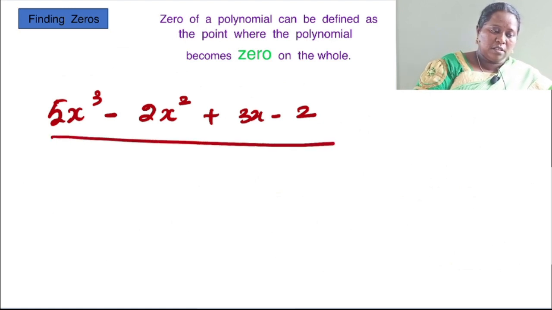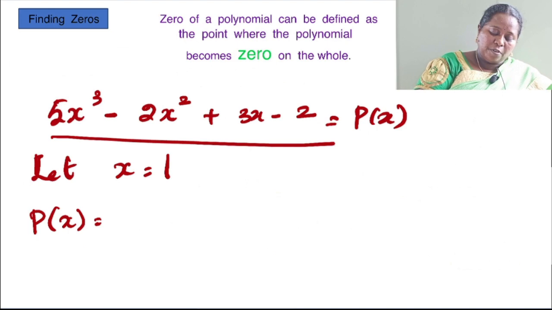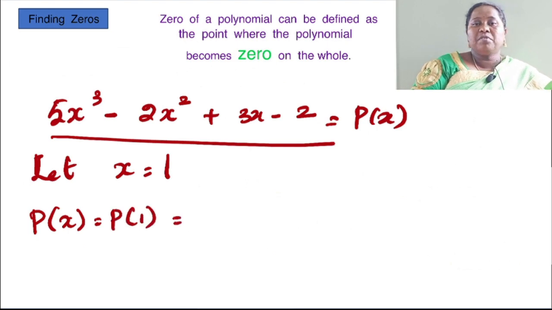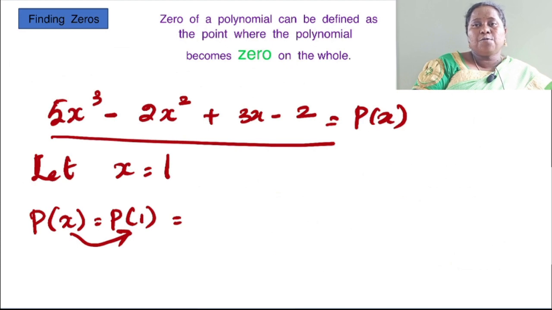See, this is a polynomial. I want to check whether this polynomial will be getting 0 for the value x is equal to 1. If you substitute, the polynomial we can call it p of x. At the point p of 1, let me check whether it is getting 0 or not. If you substitute 1 instead of x, then we have to find out what is the value of this polynomial.